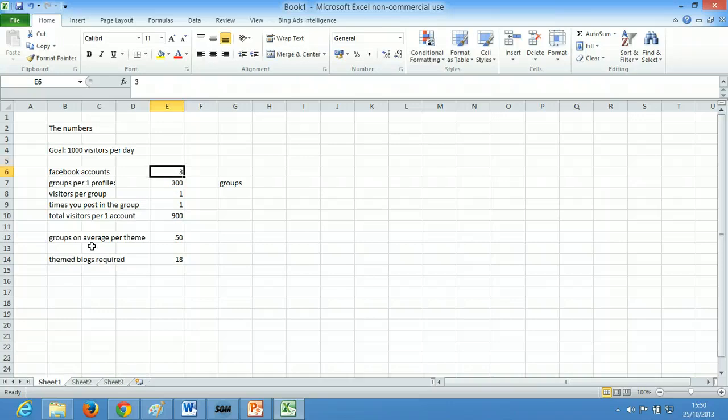Let's say you have only one Facebook account at the moment, and we're going to have 300 groups. You may have to create 6 team blogs, which is super simple, and I encourage you to start with maybe 6 to 10 to get started, and then you're going to scale it up to a much larger number.